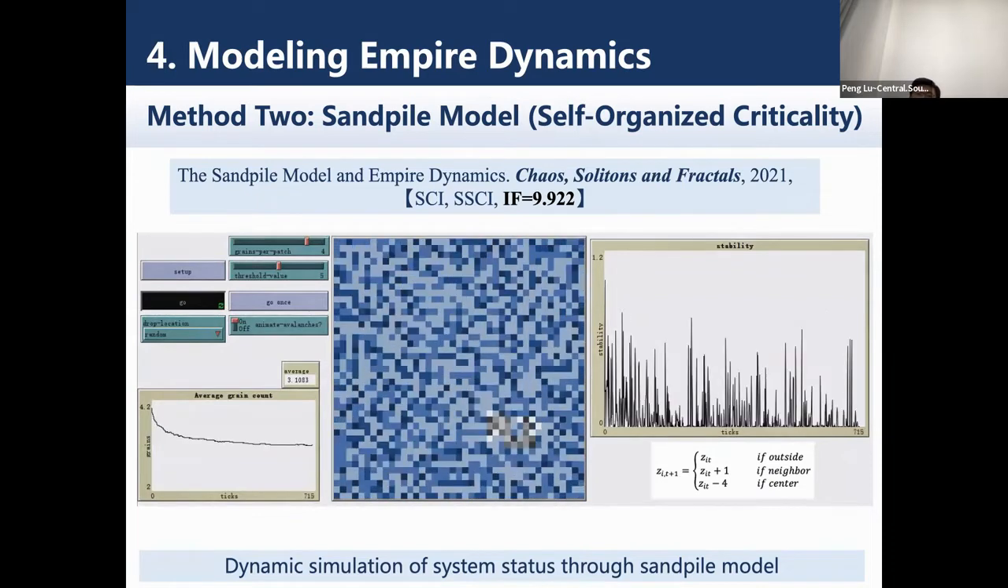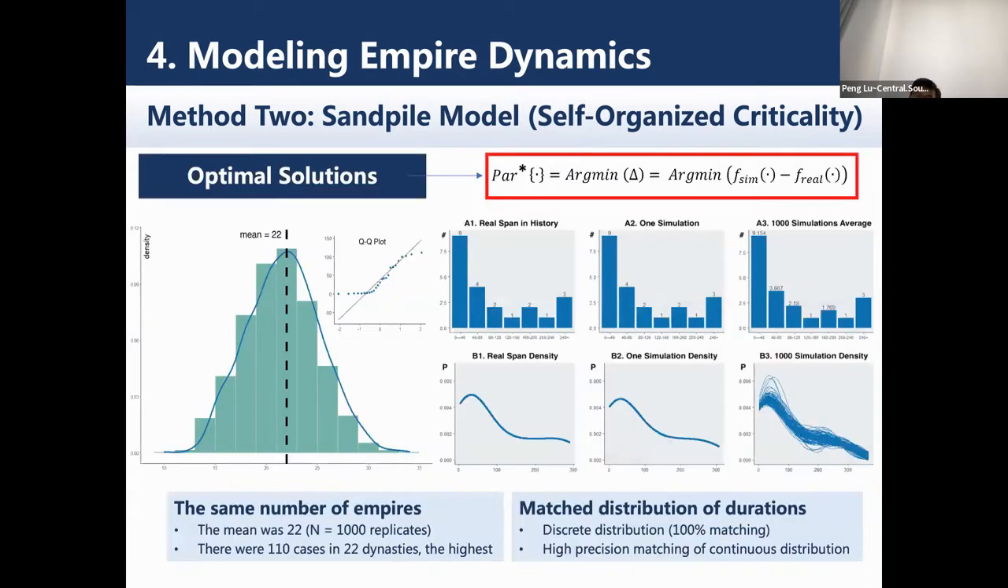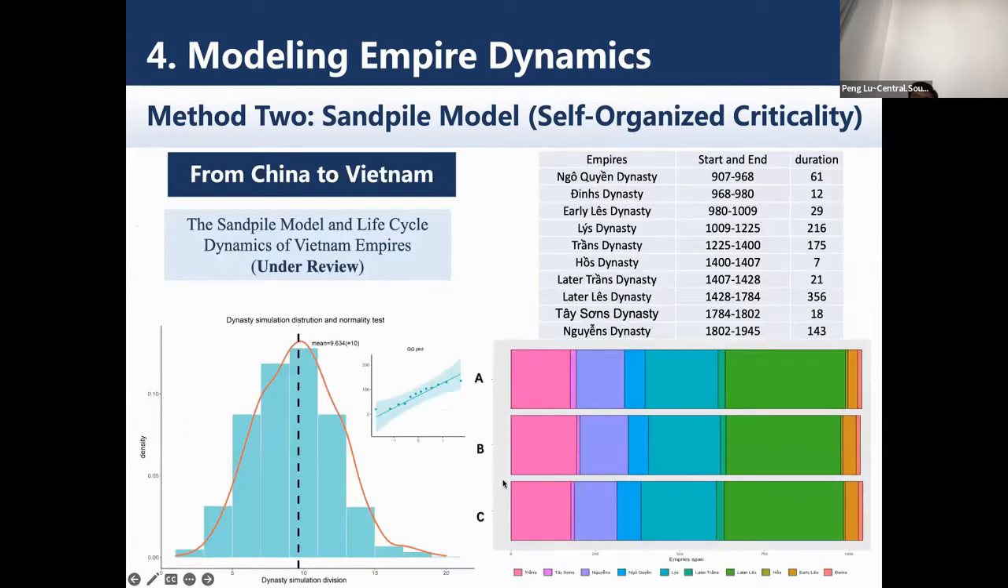Also, this sandpile model can be used for other countries. So this is also the detailed check. Yeah, we can obtain the same number of empires or dynasties in the history. And it can also be used to model Vietnam as well, and the outcome is acceptable.